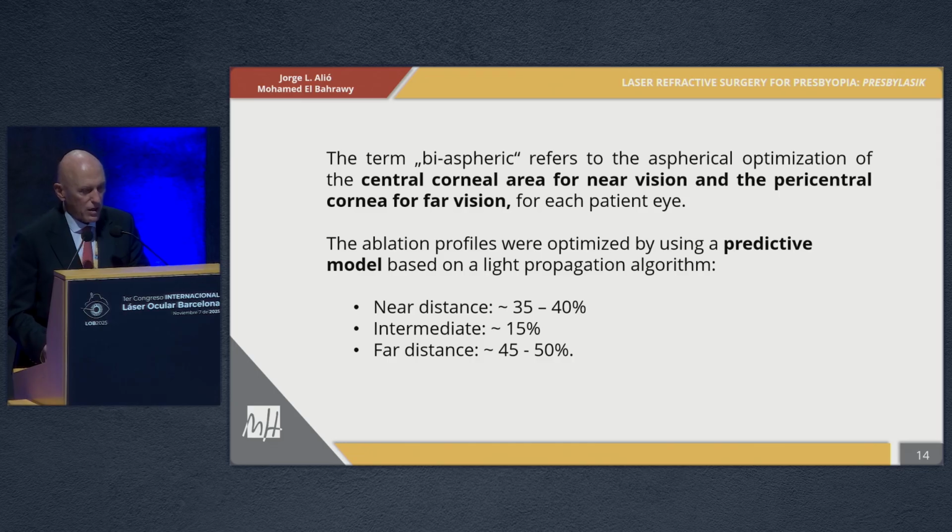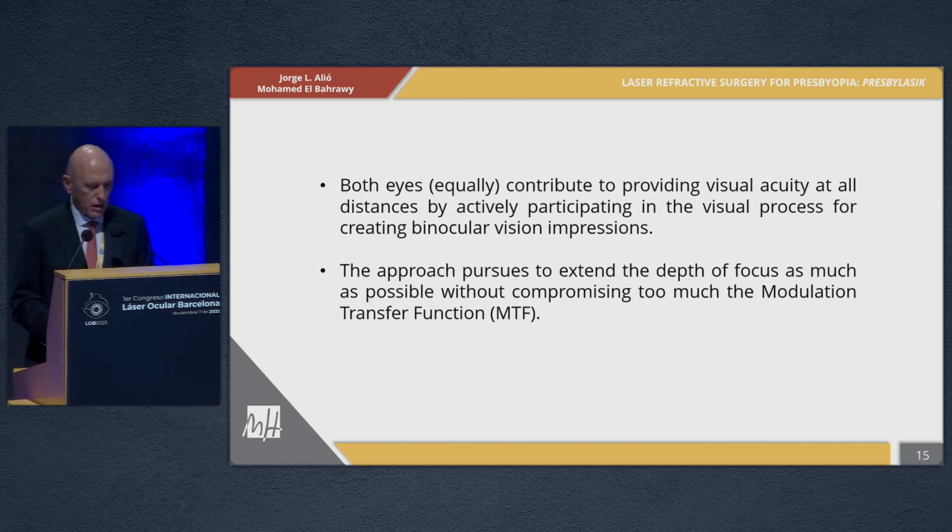We have a light distribution like a trifocal: near distance 35-40%, intermediate 15%, far distance 45-50%. So this is a profile similar to one of the best trifocal lenses on the market. On the other hand, it's a bilateral procedure, so both eyes contribute to central and peripheral vision, and the changes of contrast are modified minimally with the light, because we minimally modify things with that technique.